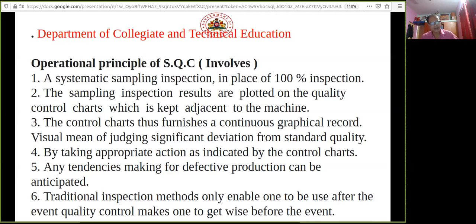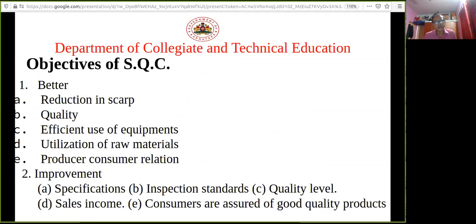So it means that the traditional inspection method, we are not using at all. So we are using sample inspections in the case of statistical quality control. Now comes the next point, that is the objectives of SQC.